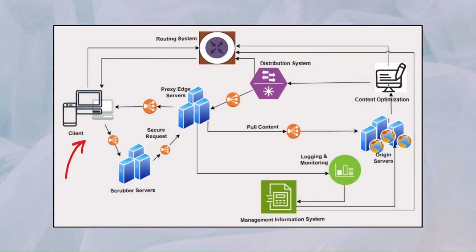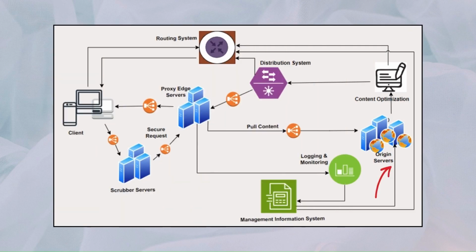Client is the end user device, like a laptop or a smartphone, that requests content from the CDN. Routing system determines the optimal path for content delivery based on factors like network proximity and server availability. Scrubber servers filter out malicious traffic and protect against cyber threats like DDoS attacks. Proxy servers cache and serve content to users, reducing the load on origin servers and improving performance. Distribution system manages the distribution of content to edge servers and ensures consistent delivery across the network.